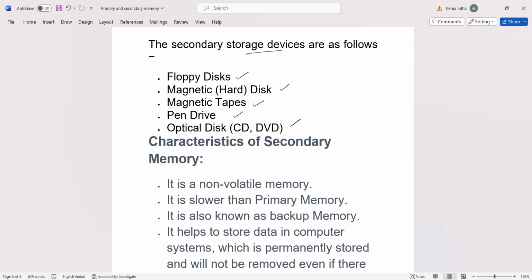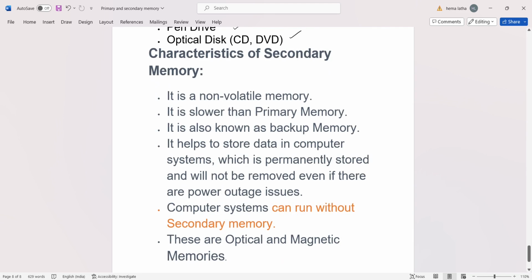Next we have to discuss the characteristics of secondary memory. Secondary memory is non-volatile memory and it is slower than primary memory. That is very important. It is also known as backup memory. It stores all the information that is required. So without any power issues, we can store all the information. It cannot be changed. If primary memory is not there, the computer cannot function, but without secondary memory the computer will still run. There is no issue with that; it is not mandatory to have secondary memory for the functioning of the computer.